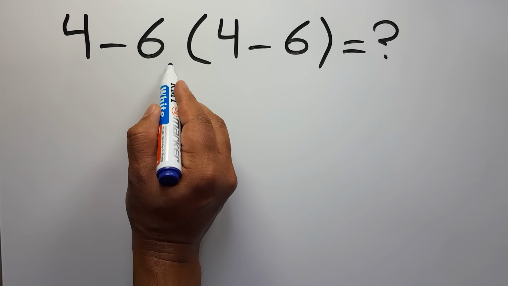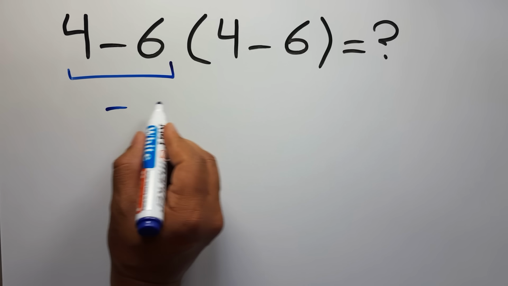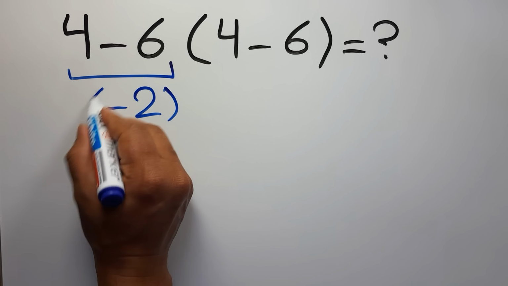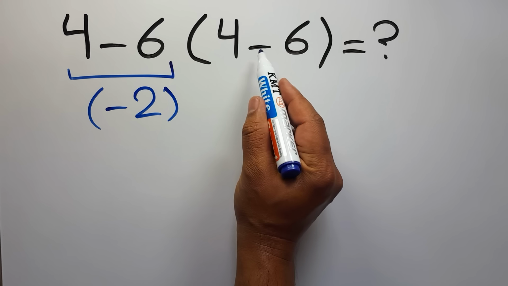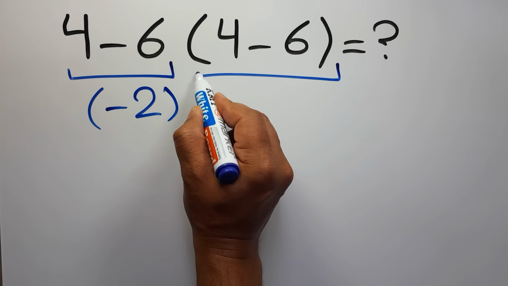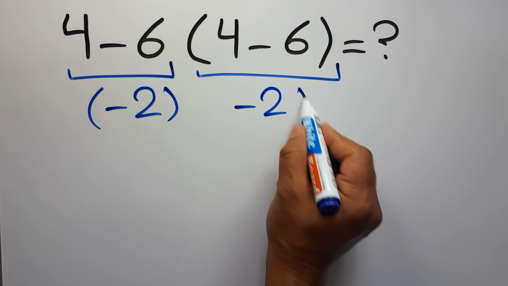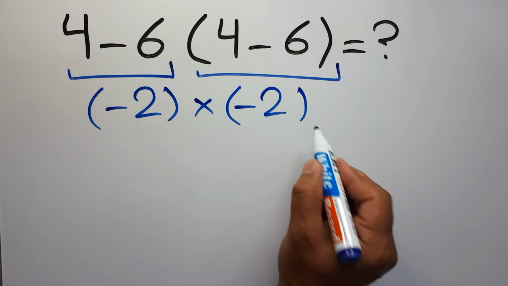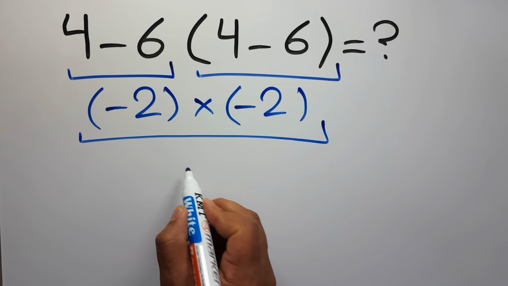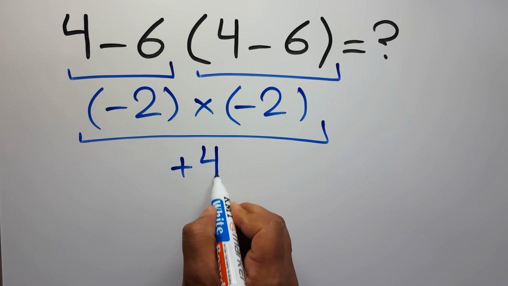4 minus 6 gives us negative 2. And again here inside this parentheses we have 4 minus 6. So negative 2 times negative 2 gives us positive 4.